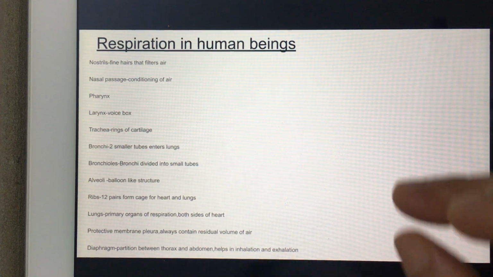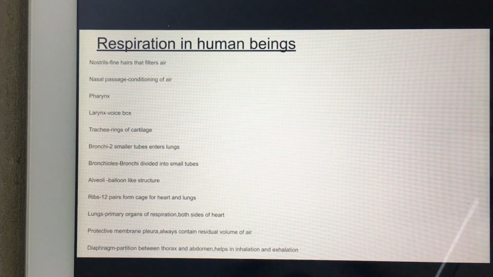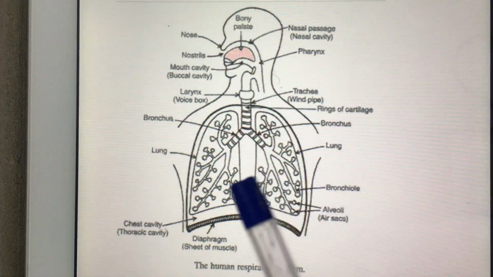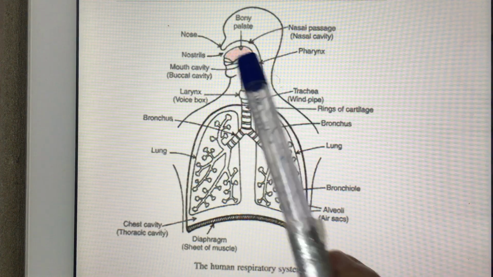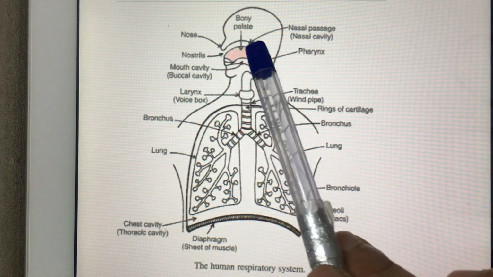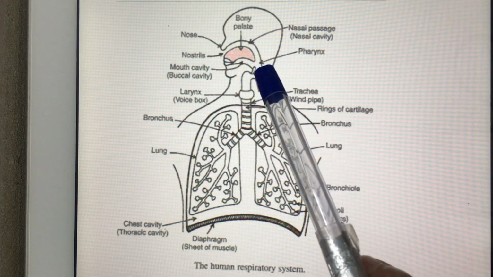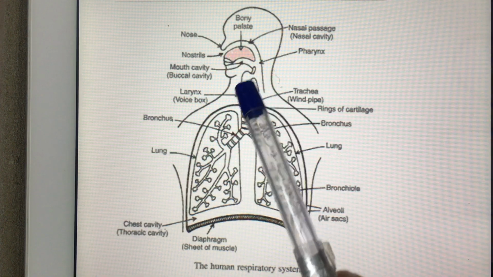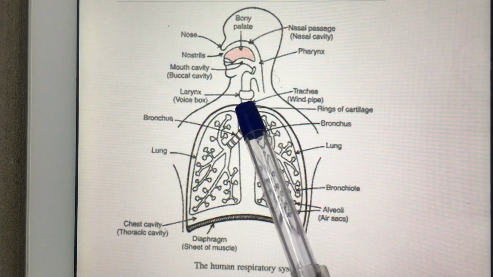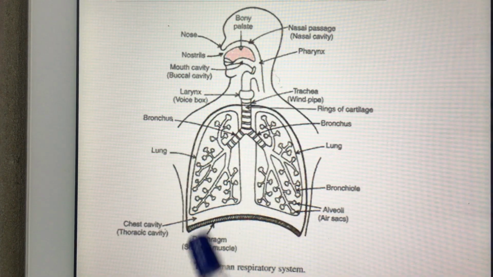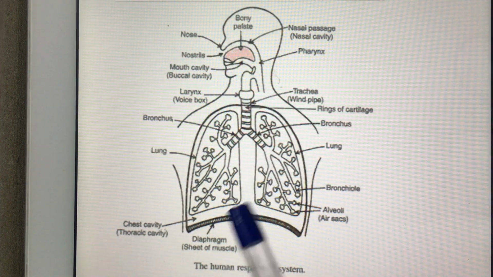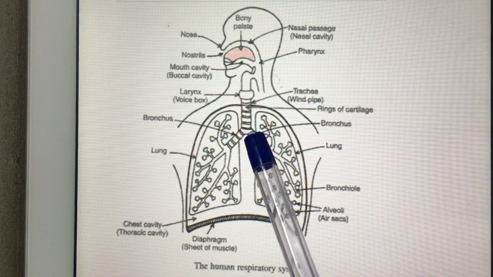Next is respiration in human beings. Let us see the diagram first. In this diagram, we can see the nostrils. From the nostrils, the air is inhaled, passing through the nasal passage. It goes into the pharynx, and from the pharynx into the larynx, the voice box. Now there is the trachea. In the trachea, there are cartilaginous rings which are easily observed. These rings of cartilage do not allow the trachea to collapse when there is no air in it.